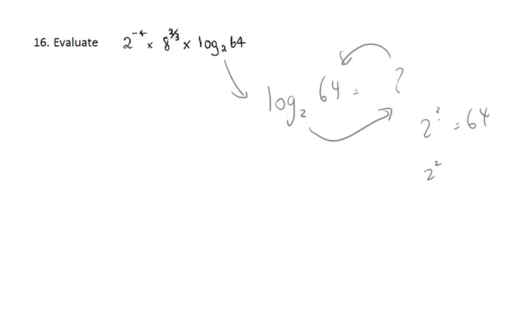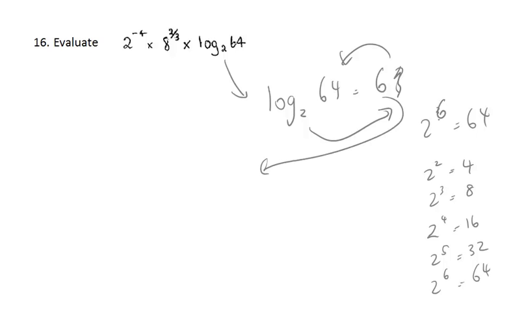Well, 2 squared is 4, 2 cubed is 4 times 2 is 8, 2 to the power of 4 is 8 times 2 is 16, 2 to the power of 5, 16 times 2 is 32, 2 to the power of 6, 32 times 2 is 64. So here, 2 to the power of 6 is equal to 64, and our log base 2 of 64 is equal to 6. So now we can substitute this 6 in here.